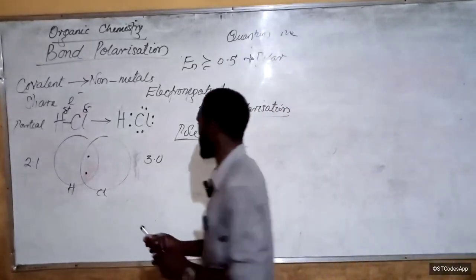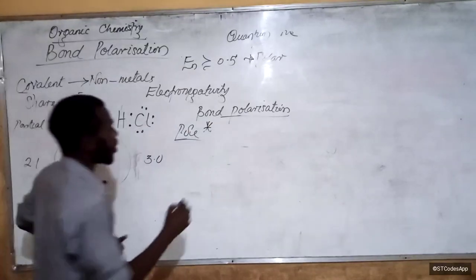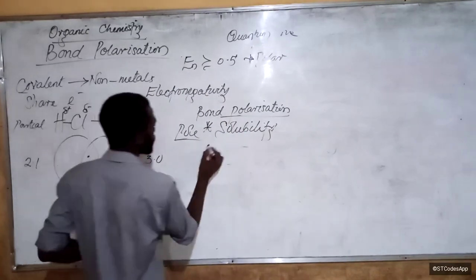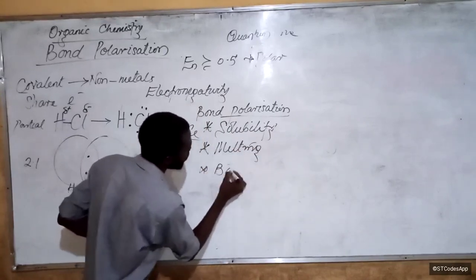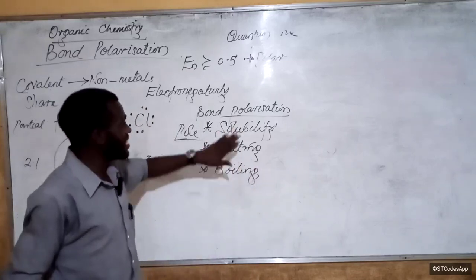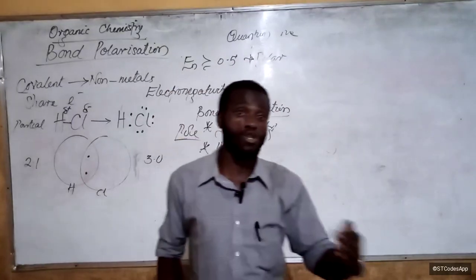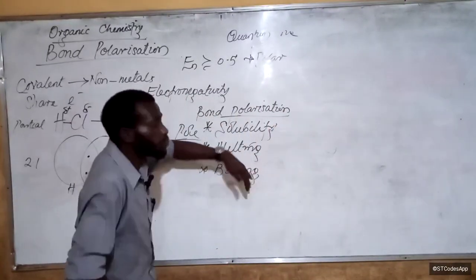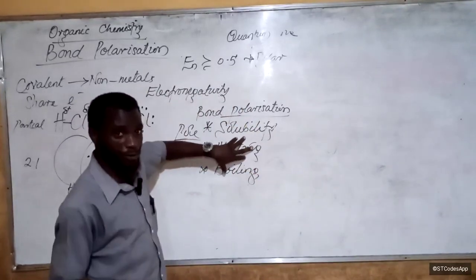All right. Now, what does this bond polarization cause? It has influence on some properties of the molecule, which are the solubility of the molecule. It determines the solubility of the molecule. Now, it also determines the melting and the boiling point of the molecule. Now, these are based on the polarity of the molecule. If it is non-polar, it's going to dissolve in non-polar solvent. Remember in our last video, we talked about like dissolving like. Is that okay? So if it is non-polar, it will dissolve in non-polar solvent. While if it is polar, it will dissolve in what? Polar solvent. Is that okay?